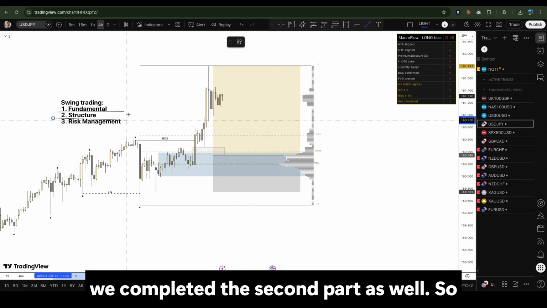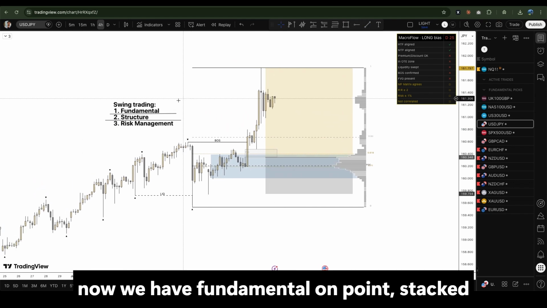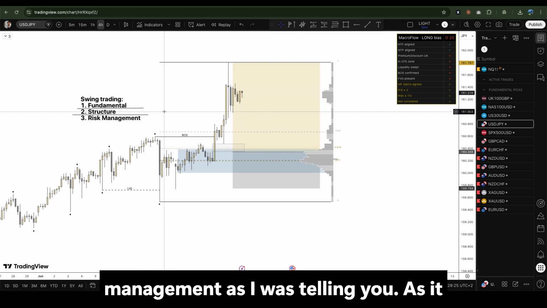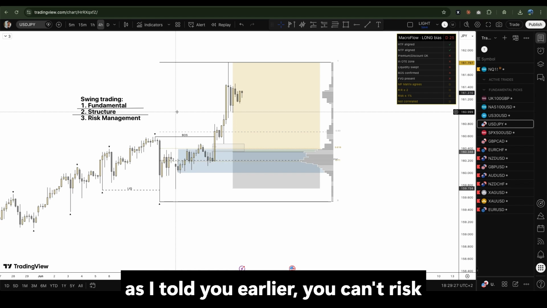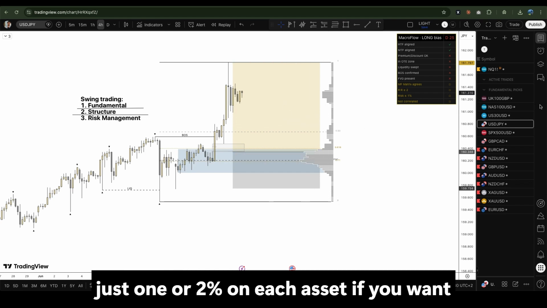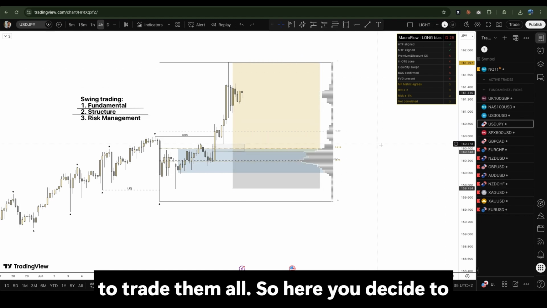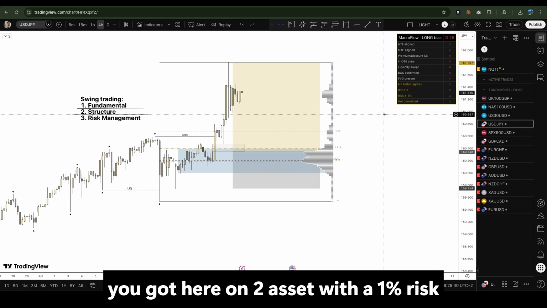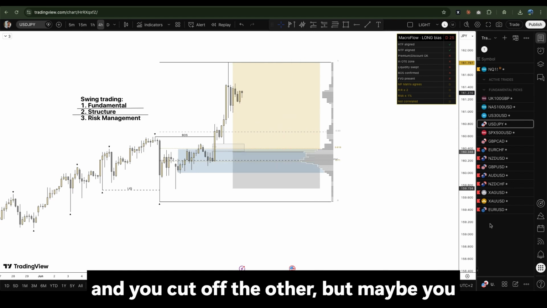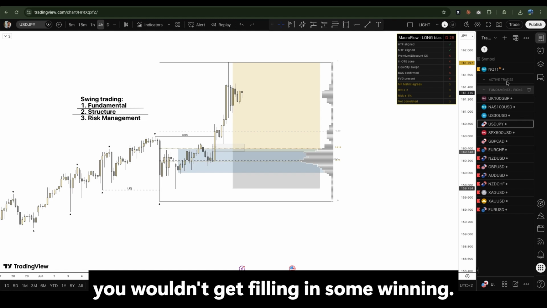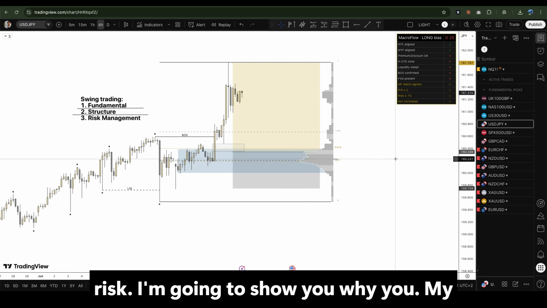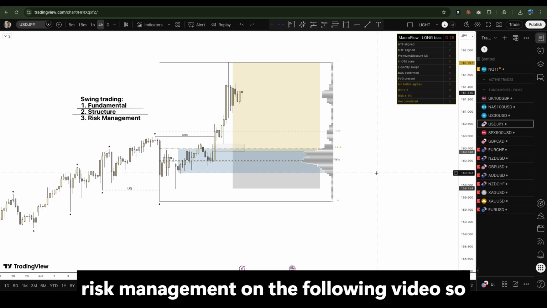So we completed the second part as well. So now we have fundamental on point, structure on point, and lastly we have risk management. As I told you earlier, you can't risk just 1 or 2% on each asset if you want to trade them all. So here you decide to either trade just a few assets, so maybe you got filled on 2 assets with a 1% risk and you cut off the other, but maybe you wouldn't get filled in some winning asset, or you reduce your risk. I'm going to show you my risk management in the following video, so stay tuned.